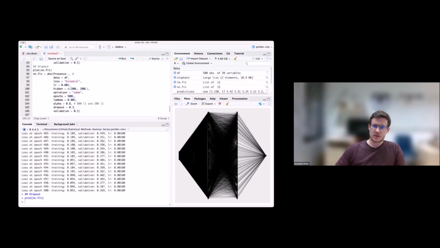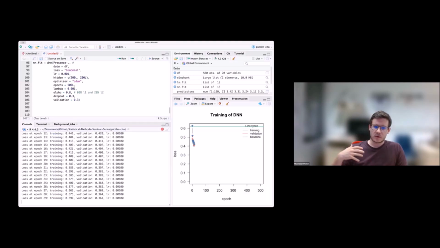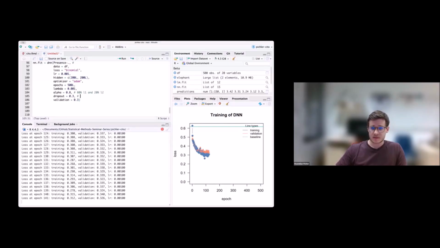So here I tell cito to set 30% of the neurons randomly to 0 during the training. And in reality, we use all three types of regularization when we train these deep neural networks. Usually dropout can be set to like 30, 40%. I would say it's a good default. Whereas for the L2 and L1, it's very important to do hyperparameter tuning for them.